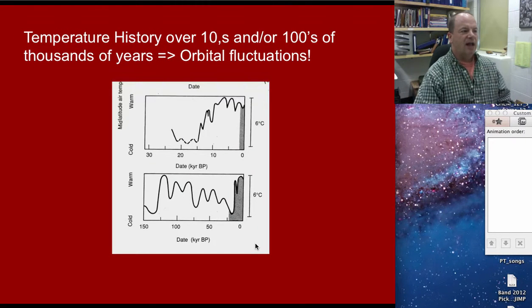Okay, so summary. These temperature histories over tens or hundreds of thousands of years, cycles of glaciation, 6 degrees Celsius, and these are due to variations in the Earth's orbit.